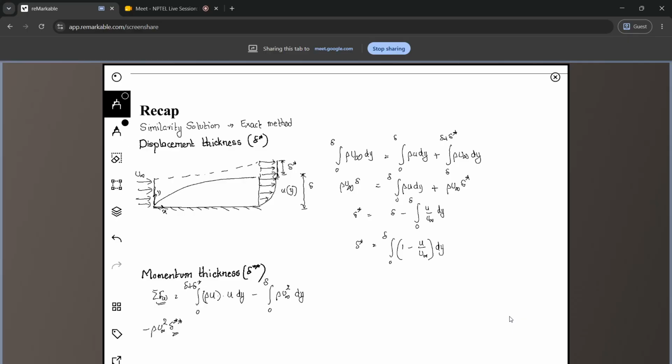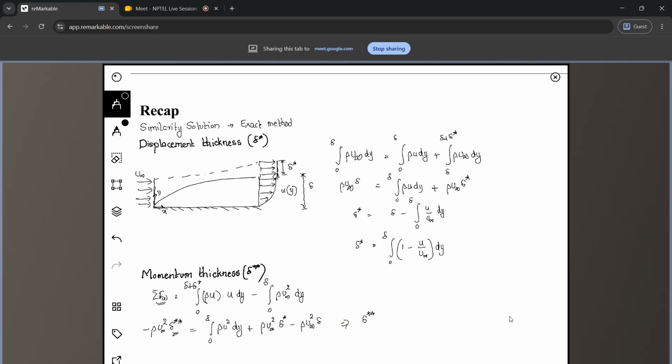So this gives us from 0 to delta, this will be rho u square, plus from delta to delta star, this will be constant. So that will be rho u infinity square times delta star minus rho u infinity square times delta. And we already have the value of delta star with us. So we can substitute that back in this equation and then simplify and get an expression for delta double star.